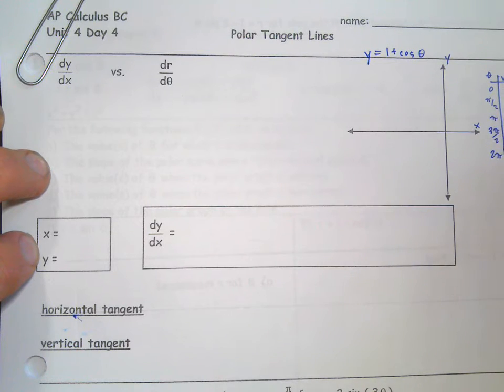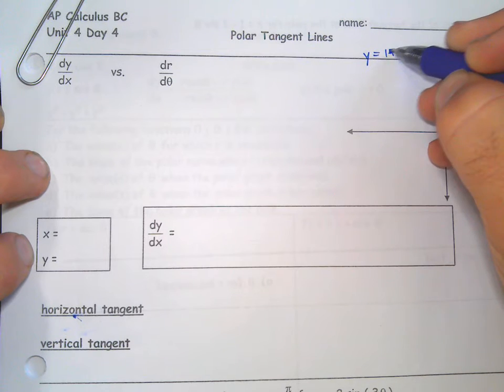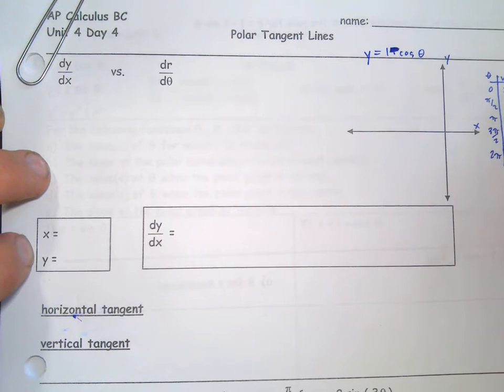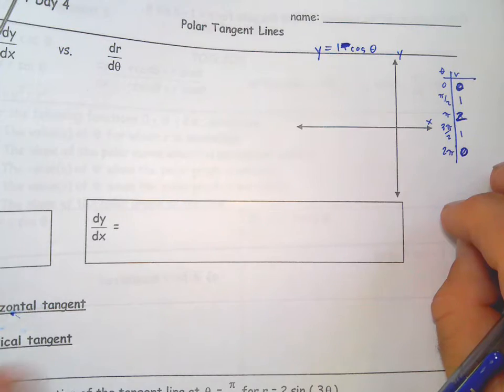Actually, hold on a second. Maybe I'm doing this wrong. Let's see. Let's put a minus right here. I'm going to change it up a little bit just to fit my graph better. So then that would be 0, 1, 2, 1, 0. So I'm just going to change it.